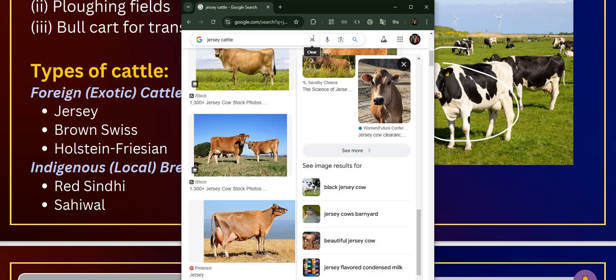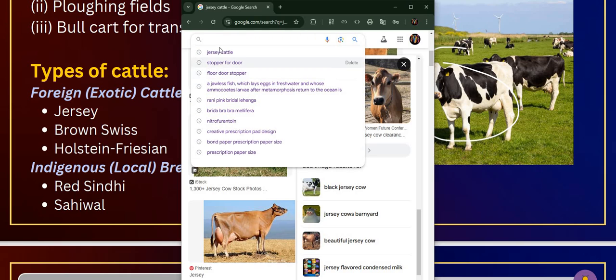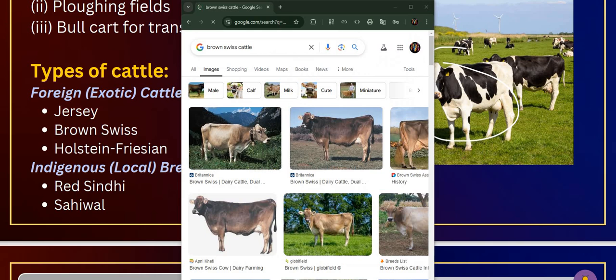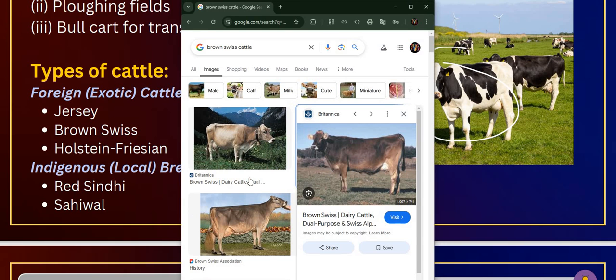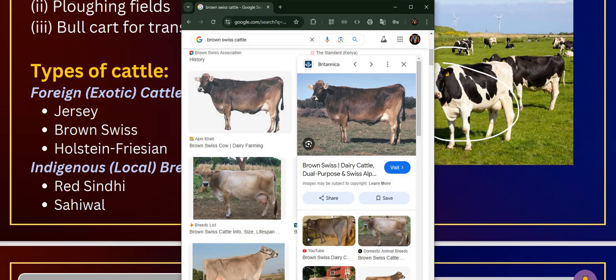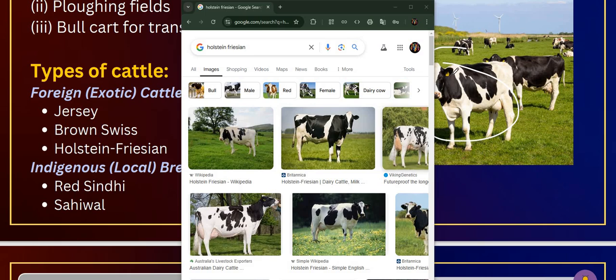Then you have Brown Swiss. Brown Swiss is blackish in color, used for dairy farming and all. Next you have Holstein Friesian. So this black and white cow which you see here in the image is the Holstein Friesian.